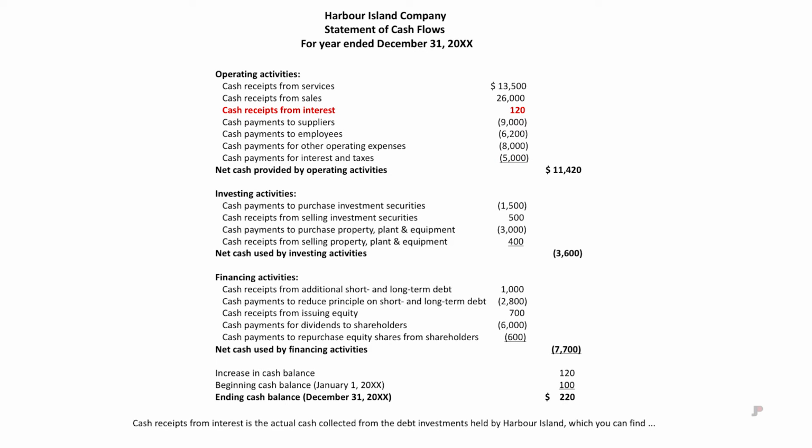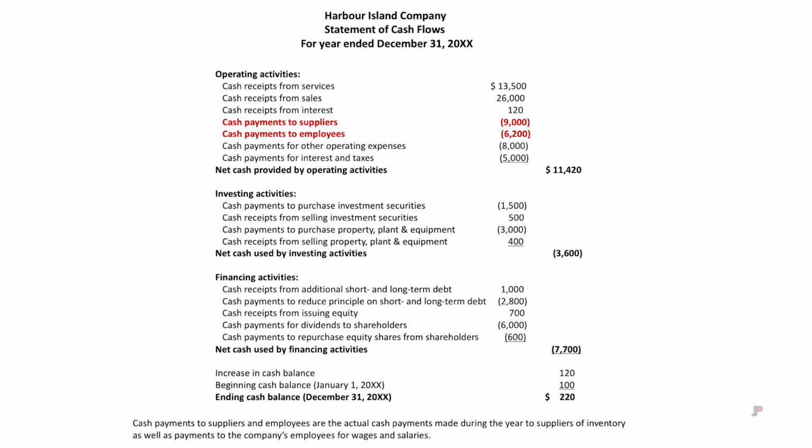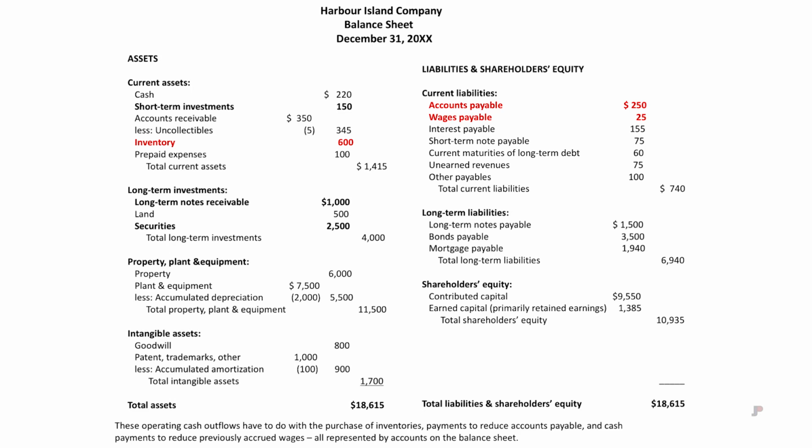Cash receipts from interest is the actual cash collected from the debt investments held by Harbor Island, which you can find in the Assets section of Harbor Island's balance sheet. Cash payments to suppliers and employees are the actual cash payments made during the year to suppliers of inventory, as well as payments to the company's employees for wages and salaries. These operating cash outflows have to do with the purchase of inventories, payments to reduce accounts payable, and cash payments to reduce previously accrued wages, all represented by accounts on the balance sheet.